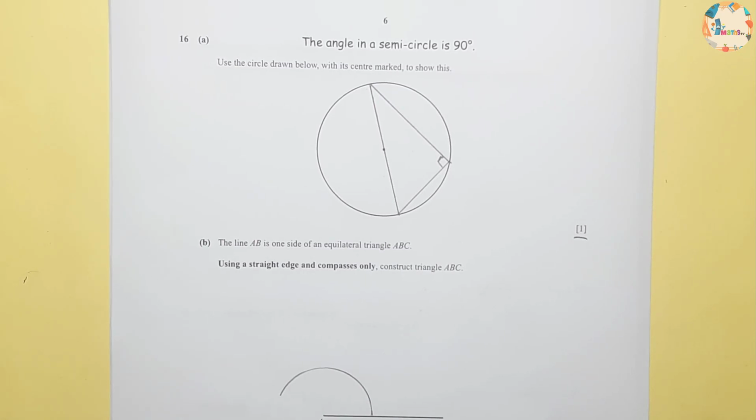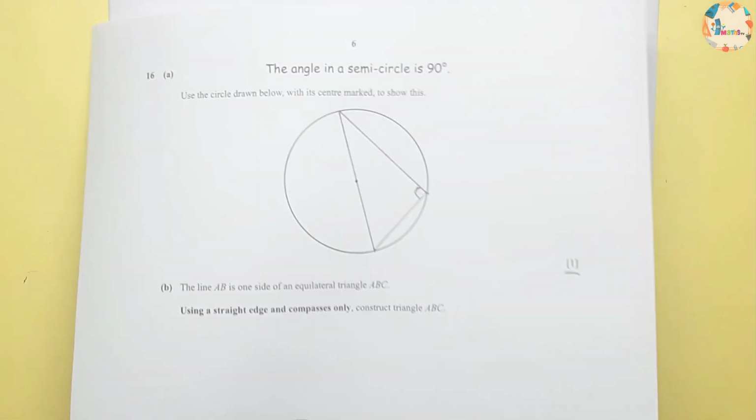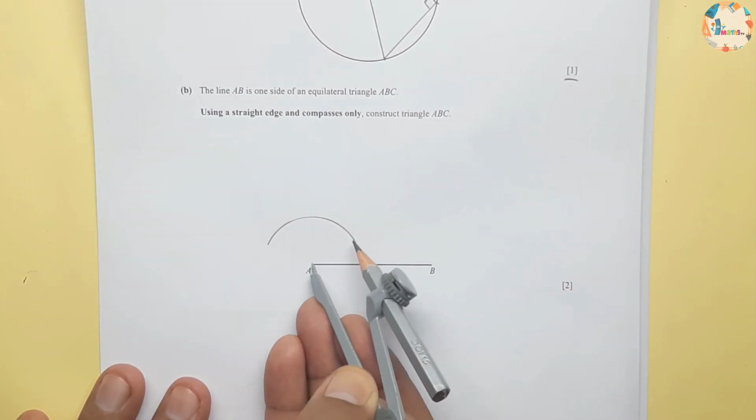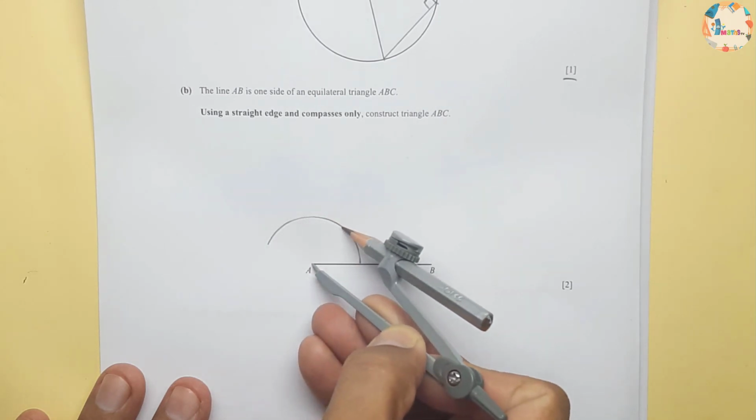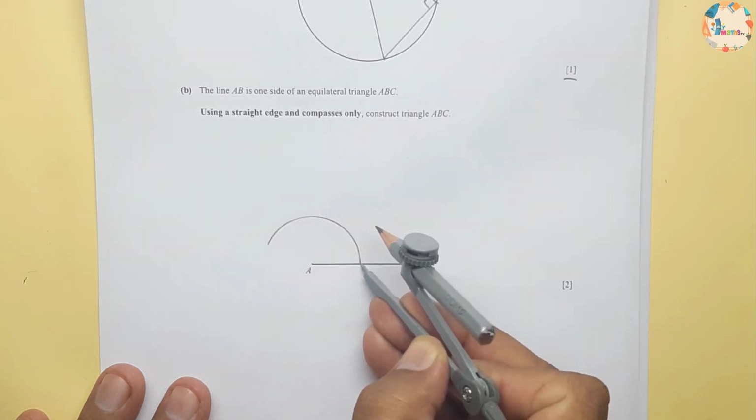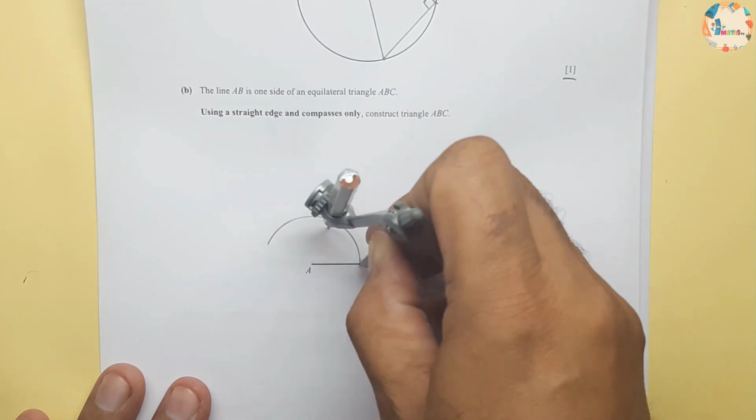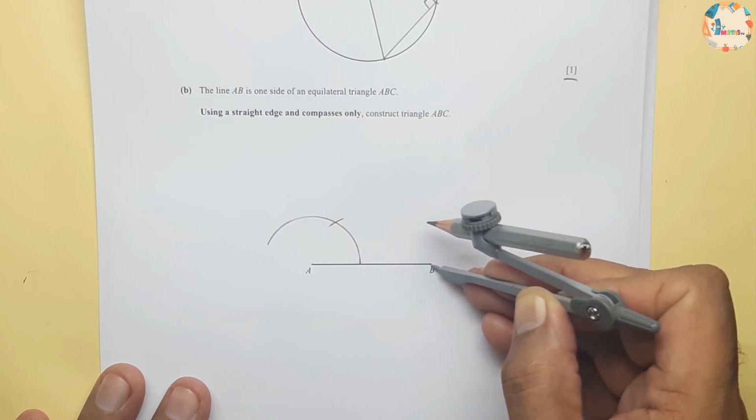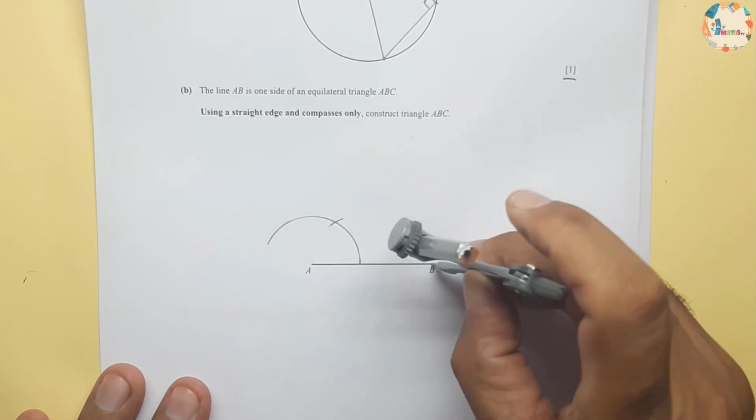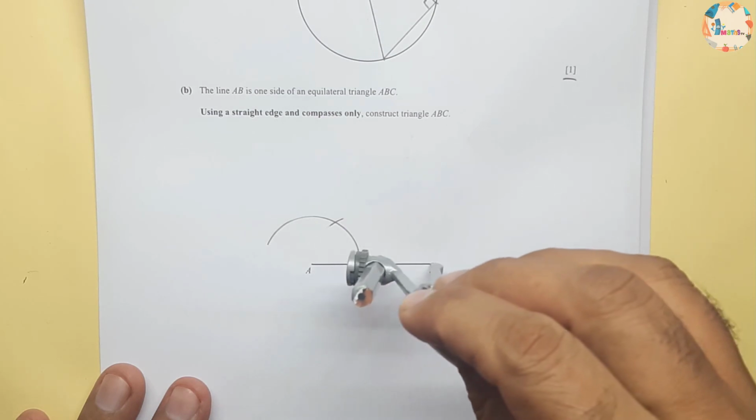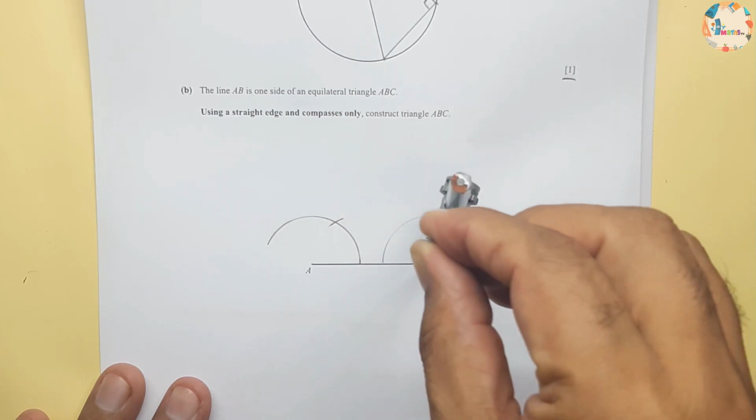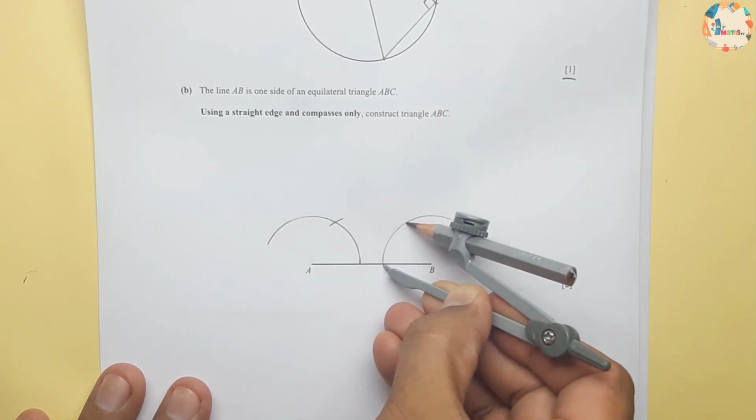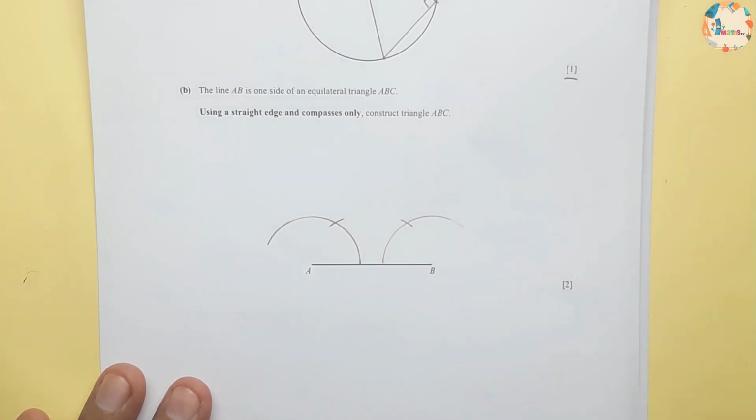I'll move this page a little above so that you can see properly. So we have done this. Now with the same width we used for this arc, we are placing the compass over here and making an arc. So this will be our 60 degree angle. We can keep it on this side as well and make an arc, starting from this point, and similarly we can put it over here and make an arc like this. We got 2 points.